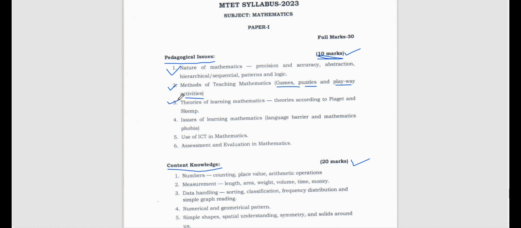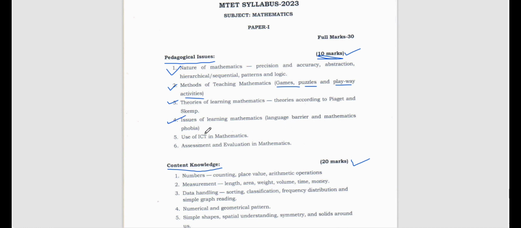Now let's come to number 3, that is theories of learning mathematics. There are different types of theories. Theories according to Jean Piaget, who is very famous everywhere. I have made a dedicated video on Jean Piaget, so you can watch that. Then Skemp. These are the two psychologists who have given theories on learning mathematics. You have to go through those theories, and of course I will be explaining all this in dedicated videos.